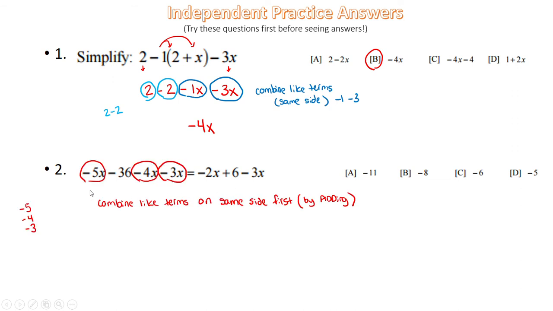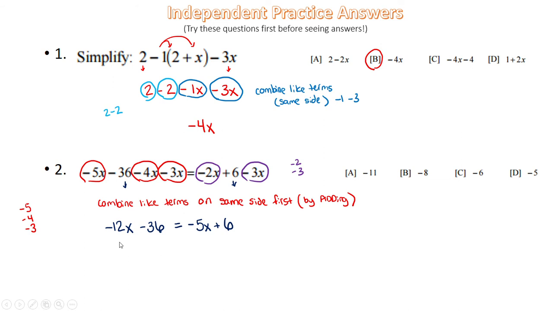And I'm going to add all of these x's together. So negative 5 minus 4 minus 3. Combine all of those together to be negative 12x. And drop down your minus 36. Then I have negative 2 minus 3 on the right-hand side. So negative 2 minus 3 combined together to be negative 5x. Drop down the plus 6.